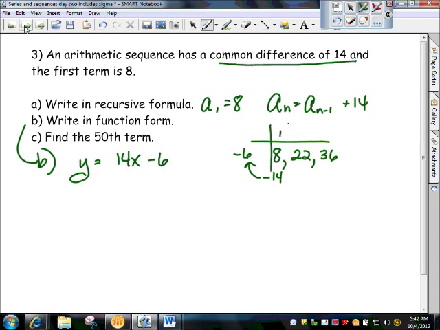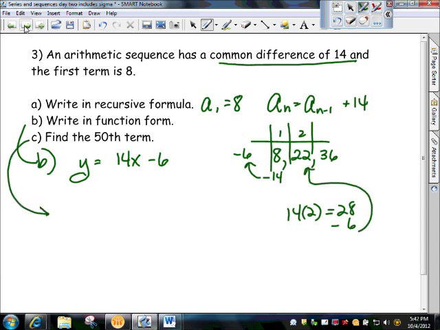So there's my function. I'm going to try something. I'm going to try the second point to make sure I did this right. 14 times 2 is 28 minus 6. Yeah, I just want to make sure my output was the same, that I didn't mess something up. And now I'm going to write the 50th term. Well, 14 times 50 is the same thing as 7 times 100, right? So it's 700 minus 6 is equal to 694.